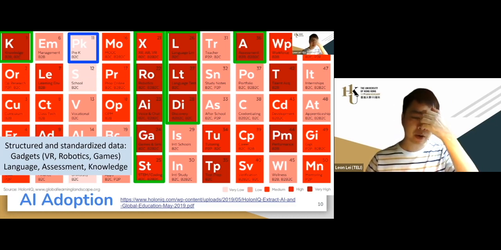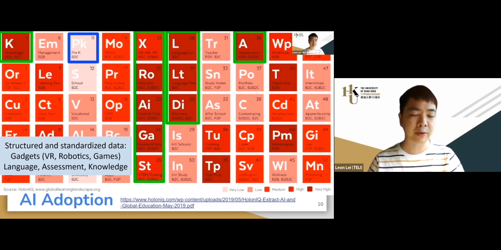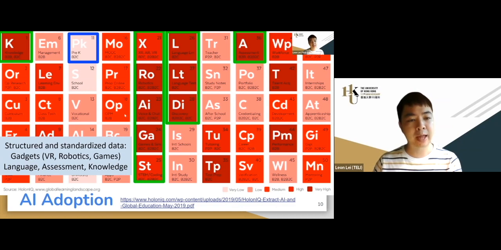This is from Holland IQ, one of the educational consultant firms. It was proposed in 2019, before the pandemic. Again, things changed a lot after the pandemic. But here it shows the AI adoption in different kinds of applications.